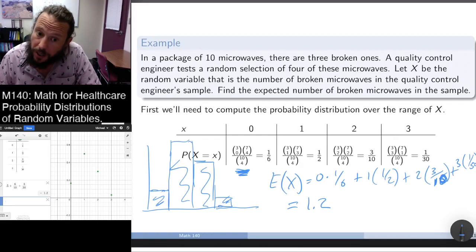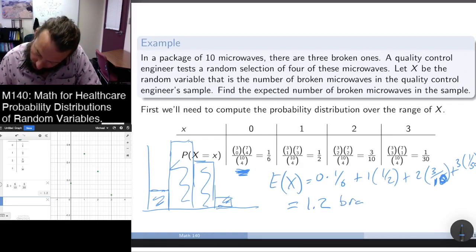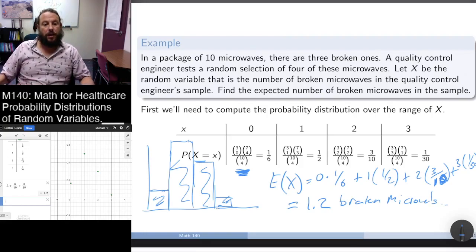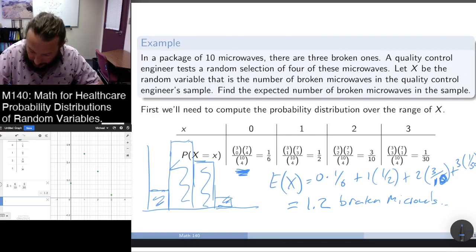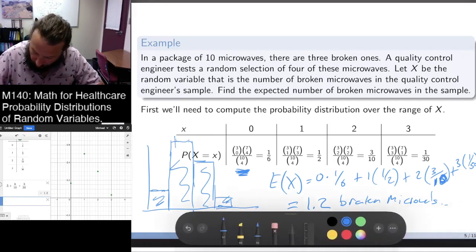And what are the units there? Broken microwaves. Okay. And like I said, instead of being between, it's a little bit over here, closer to 1 than the 1.5 center. It's pretty close. I'll do it in a different color for you. It looks like somewhere around here is our expected value. All right.